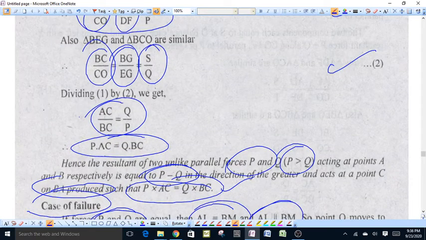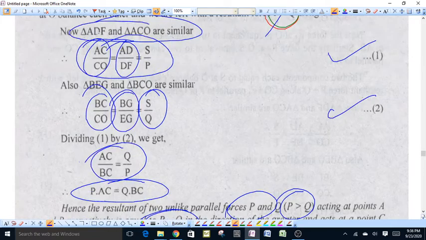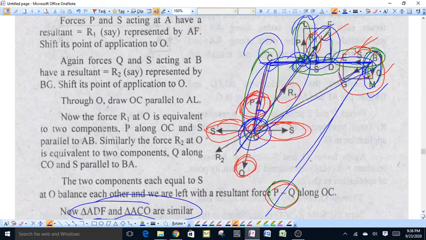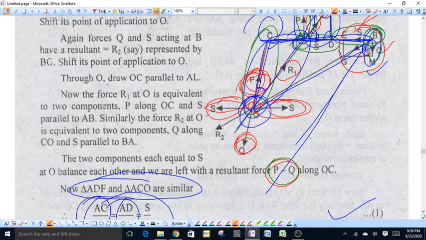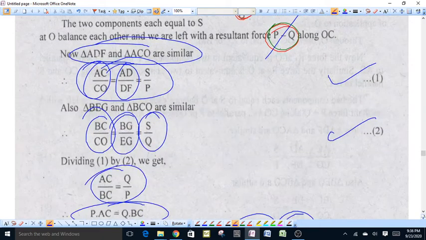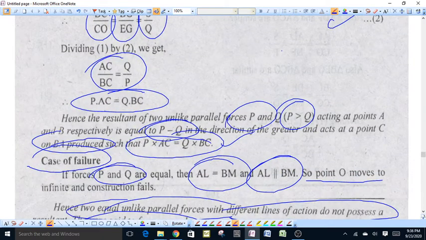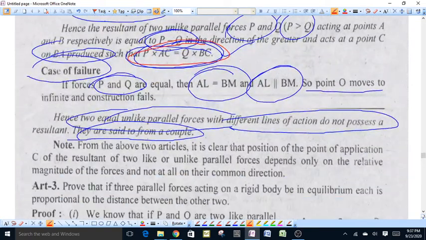In these two cases, when we have two like parallel forces and two unlike parallel forces, the only condition to find the point where the resultant of these two forces acts is the point C, which lies on the line joining points A and B, or the produced line joining A and B, such that P into AC is equal to Q into BC.